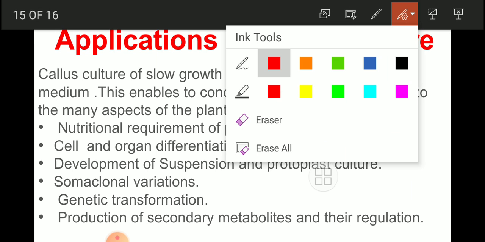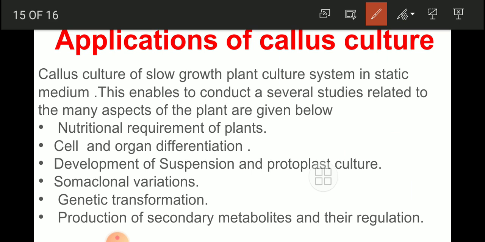Again, after significance, we have to get an idea about applications of callus. Callus culture of a slow growth plant tissue system in a static medium enables us to conduct several studies related to many aspects of the plants. My friends, in plants where callus culture forms by a very slow process, many things can be studied. Many things we can study about the plant, and then we will be able to artificially grow that plant as per our need, as many plants as possible.